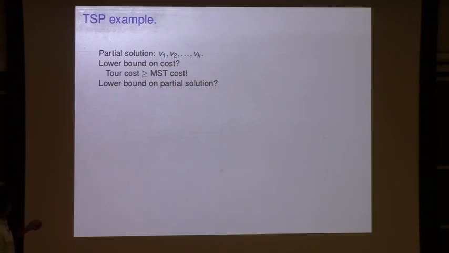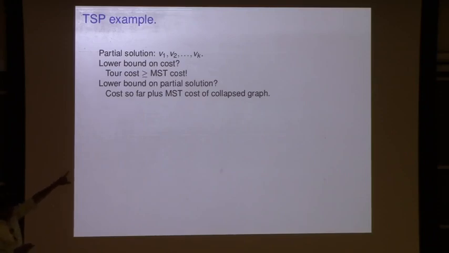So it's also true that if you've already visited a lot of them, and you collapse those nodes into one, and then take the MST of the remaining graph, that's a lower bound, and now you sum the cost. The cost of visiting those first k, plus the cost of the MST for the rest of it, is a lower bound on any future solution.